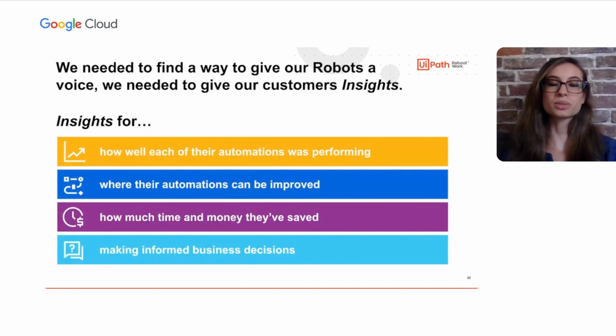So, what we needed was really a way to give our robots a voice. And via that voice, give our customers insights. Insights into things like how are their automations performing? If something went wrong, what was it? Is it happening all the time? Where can those automations be improved to make sure that those errors aren't happening? How much time and money have our customers saved? And are they accomplishing those business specific benefits they were hoping to accomplish? If they're a bank, did they increase compliance? Without this information, our customers didn't have the insights to make informed business decisions.